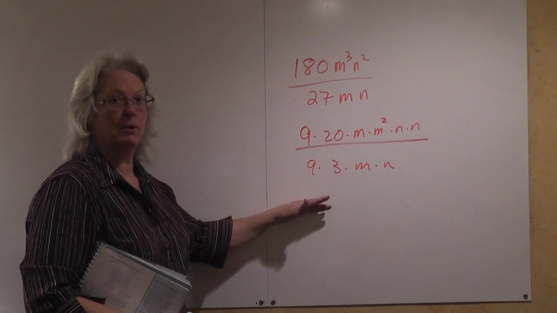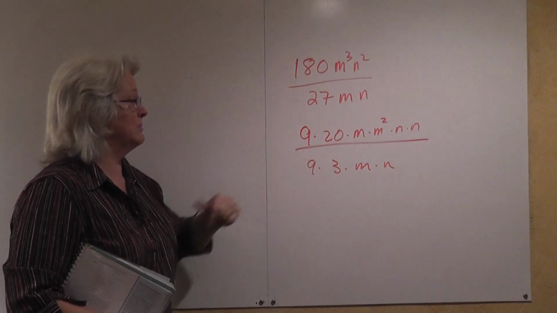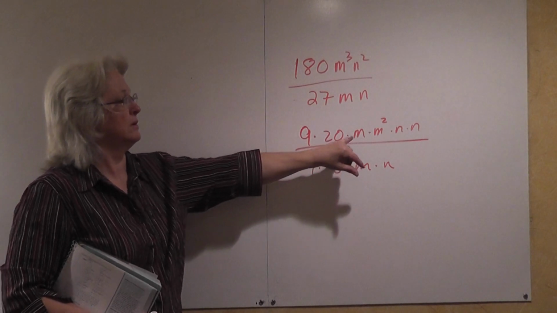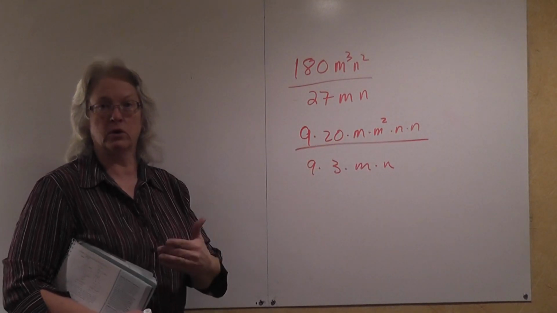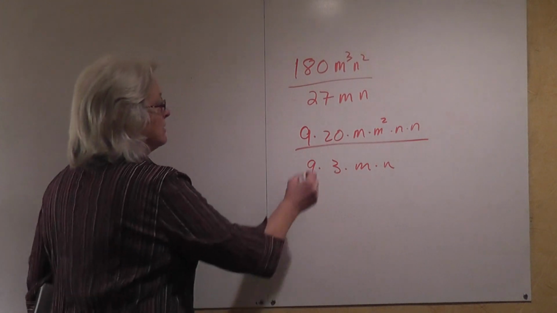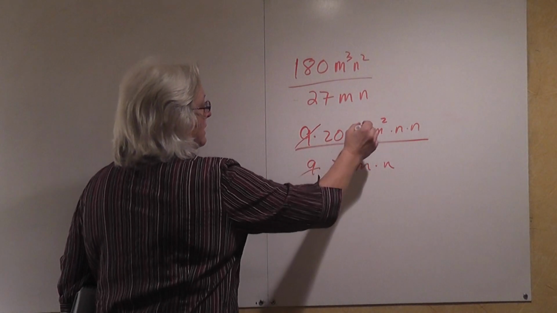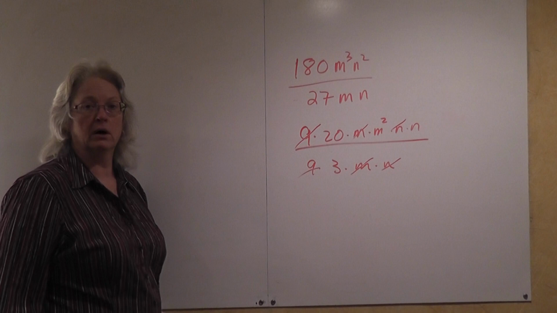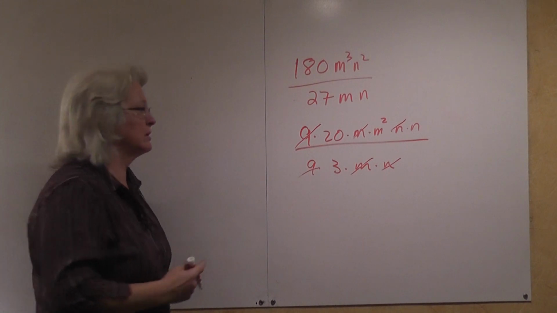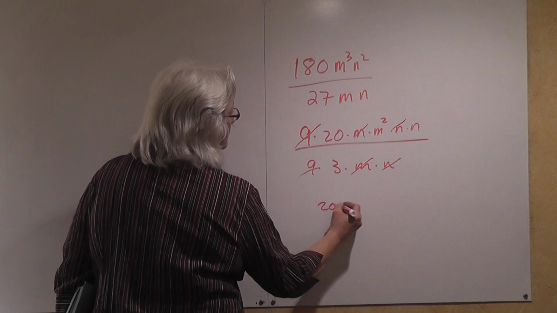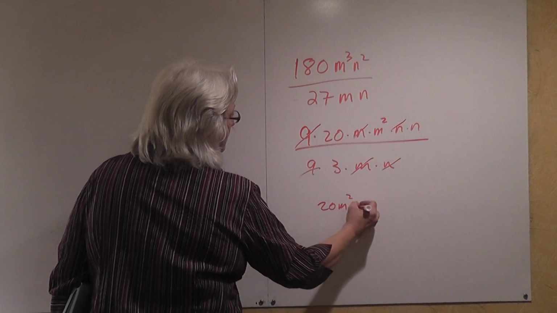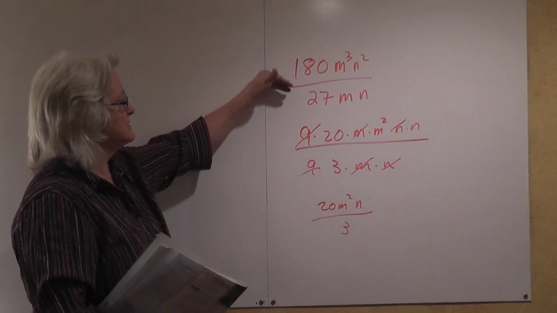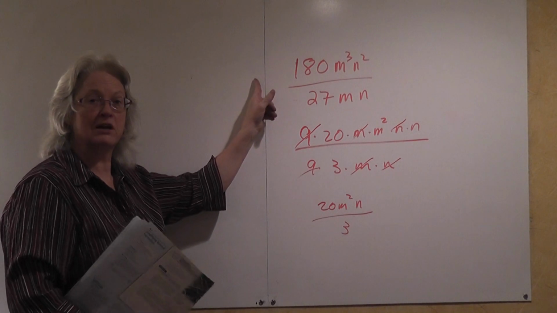I'm not going into how I came up with this because this right here is review of what we've done many times in the past. But 9 times 20 is 180, 9 times 3 is 27, m cubed, n squared. And I'm going to illustrate how we're canceling common factors. 9 divided by 9 is 1, m divided by m is 1, and n divided by n is 1. Now there are no more common factors, nothing else that we can reduce. So we end up with 20m squared n divided by 3 is the simplified form of this rational expression right here.